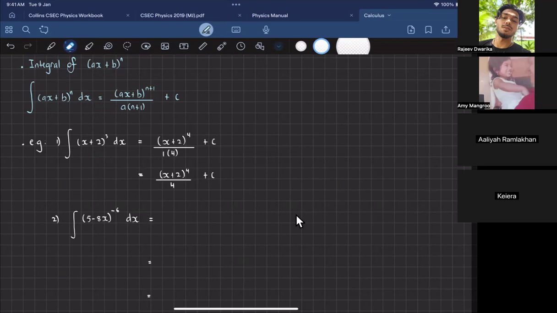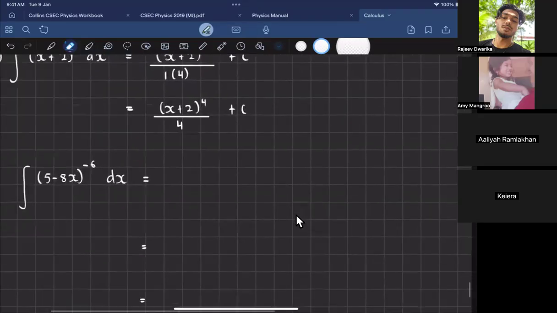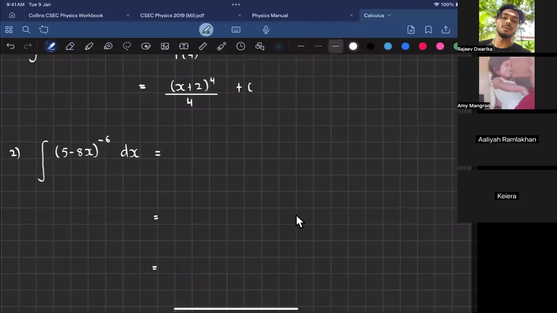So look at the formula. The formula is saying it's ax plus b. So where are you getting the a from? You get the x from the minus 8x, sorry. So it's really supposed to be minus 8. That's it. Good job.